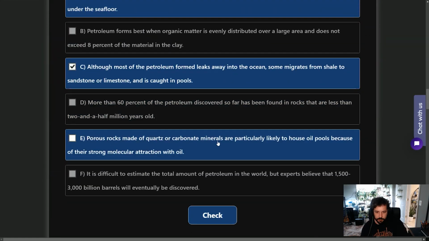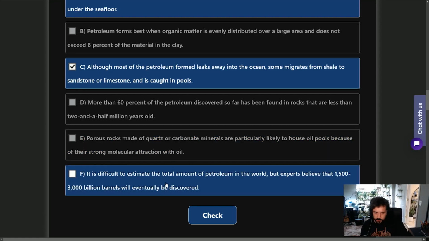Porous rocks made of quartz or carbonate minerals are particularly likely to house oil pools because of their strong molecular attraction with oil. Strong molecular attraction with oil. Obviously, if you remember one of the questions that we did, I think it was the highlighted sentence, we said that oil does not have a strong molecular attraction. Wait a second. The rocks didn't have a strong molecular attraction to oil. They had it with water, not with oil. Now, because it doesn't say, strong and weak are relative. Oil could be strong and water could be stronger. So we don't really know for sure what the test makers mean here. I'll put this as a maybe.